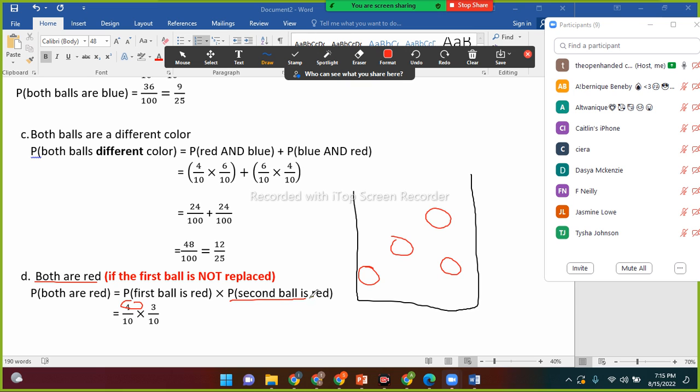Now when we reach the second red ball, remember, we already took out the first red ball, and we are not replacing it. So for the second red ball, we only have 1, 2, 3 red balls to choose from this time. So that's why it's going to be 3 out of 10. Okay, you understand, Sierra? Yes, sir. How about you, Caitlin? You need me to explain it again? I understand it. Okay. So we have to account for not replacing that red ball, so be careful of that.